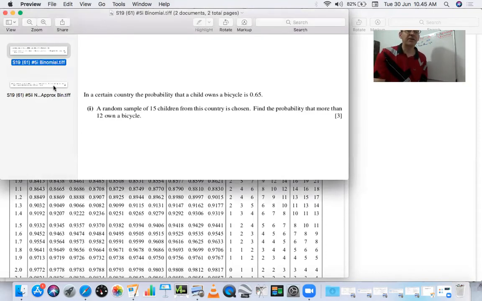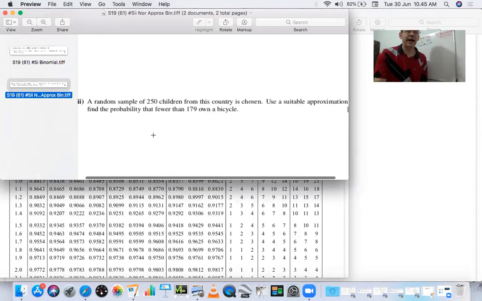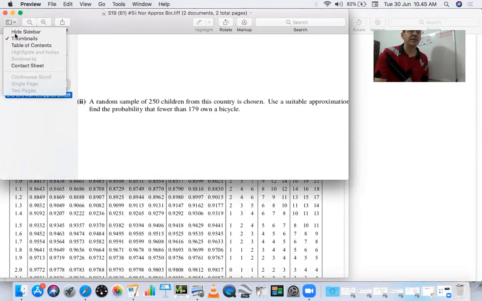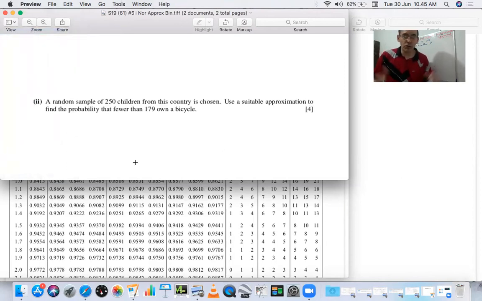When we move to the second part, it now says the random sample is 250. So notice our sample size is much bigger. Instead of 15, it's 250. Use a suitable approximation, so it gives you a hint, to find the probability that fewer than 179 own a bicycle. If you go fewer than 179, you have to go from 178 all the way to 0. That's 179 calculations. That's going to take you a while.